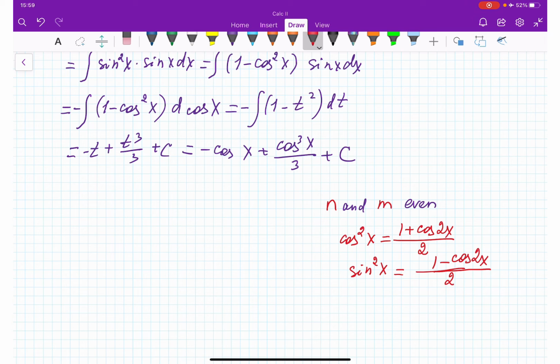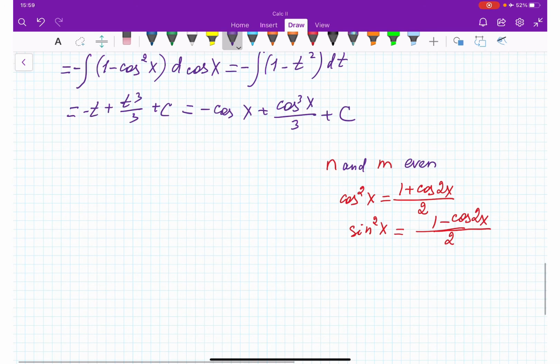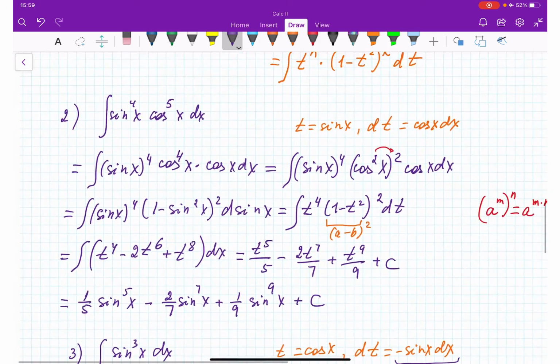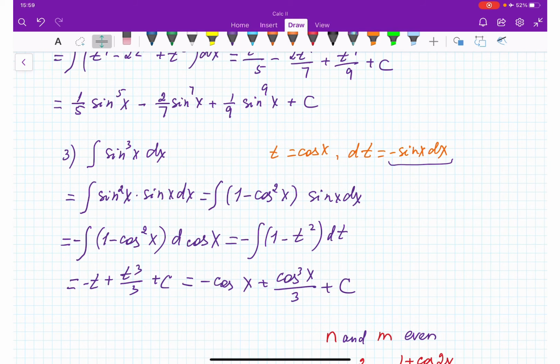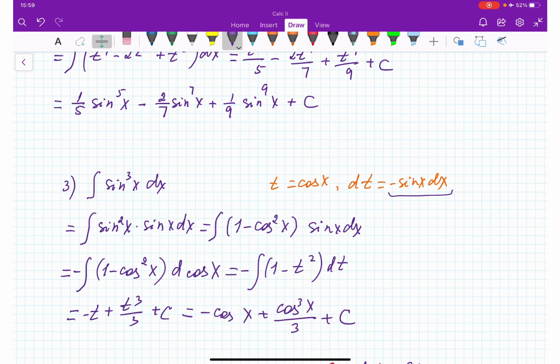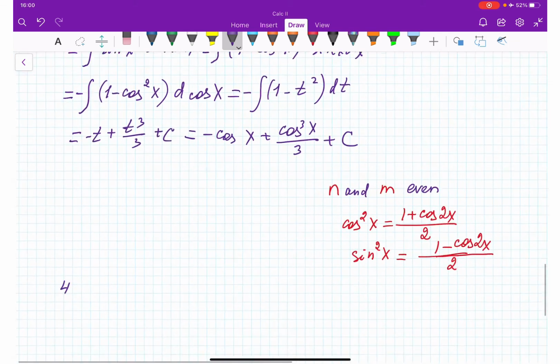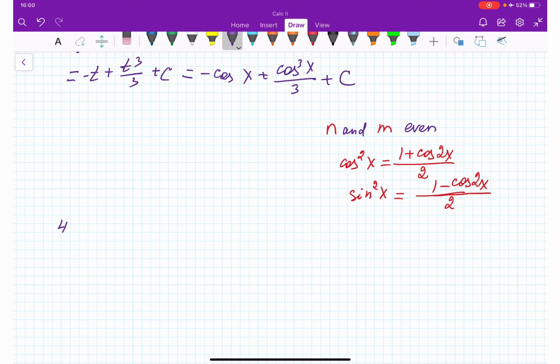Okay, now let's solve the following problem. Number 4. This is number 4, right? No, number 3. No, 4. This is 3. Let me move this down a little bit. Keep space so it can be seen better. Okay, number 4.